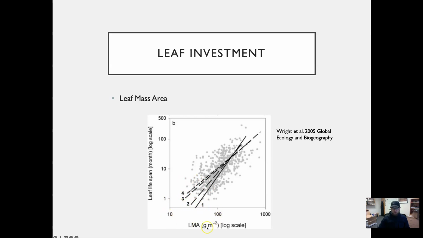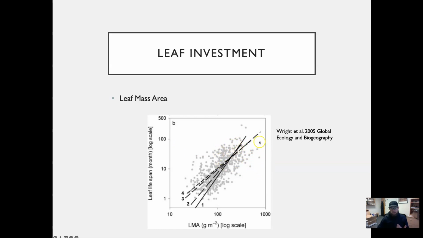So this first figure shows LMA on the x-axis and leaf lifespan in months on the y-axis. Leaf lifespan is how long that leaf stays on a tree. So we can see this positive relationship between LMA and leaf lifespan. As we move to the right on the x-axis, these leaves have higher and higher LMA. That means they're thicker and or more dense leaves. They have greater wear and tear, so they're going to stay on the tree longer. You can see that in the longer leaf lifespan.